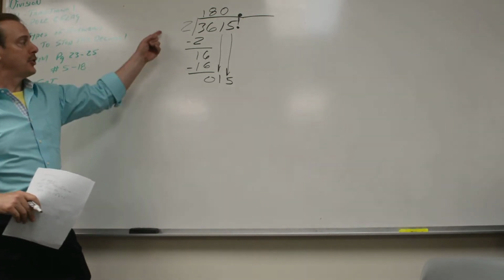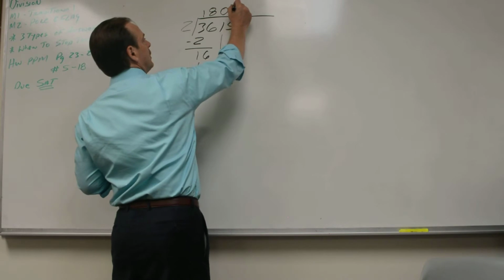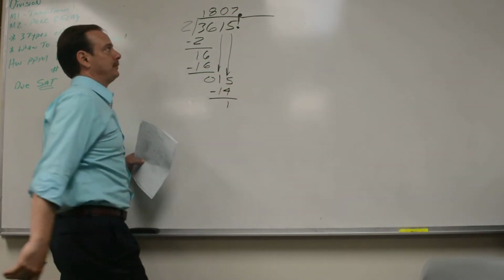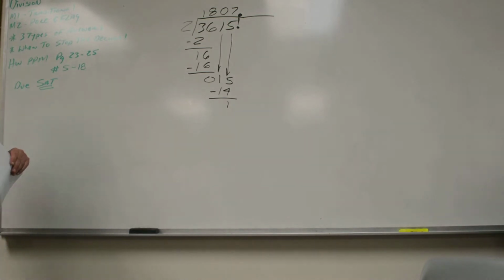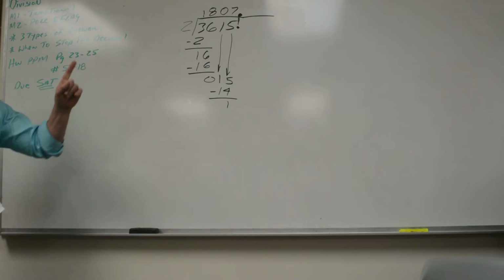Does 2 go into 15? Yes, 7 times. So 7, and then 7 times 2 is 14. Subtract away, we get a 1. Wait, does the 1 go up? Is it 0.1 now? No, it's not 0.1. That's the remainder. 1 is the remainder.